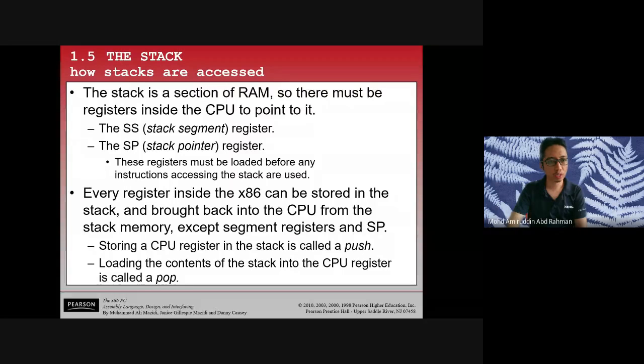So storing a CPU register in the stack is called a push. So what is a push? A push is storing a CPU register in the stack. Okay, so loading the contents of the stack into the CPU is called a pop. So push is where we store the information from the CPU to the stack, and pop is loading the contents of the stack into the CPU register. So it's called a pop.